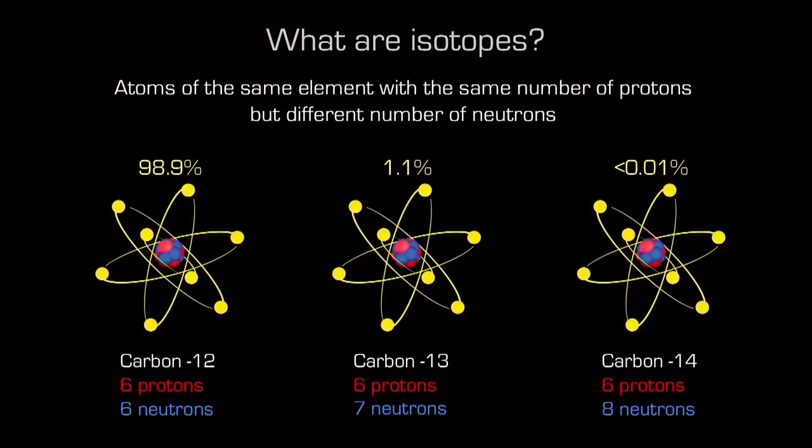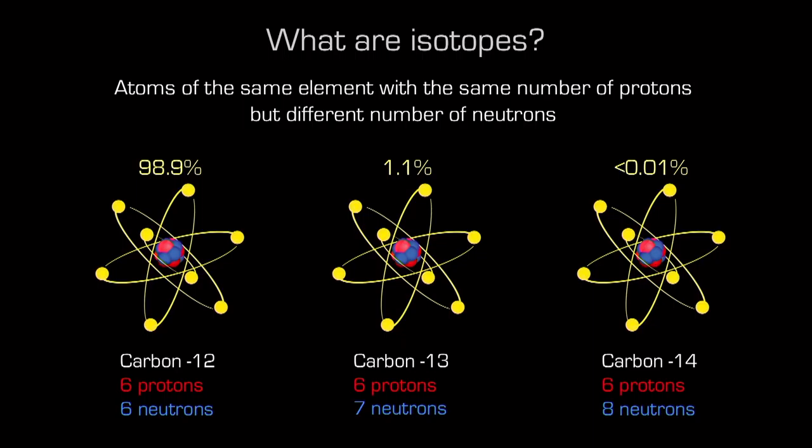So we're talking about atoms and isotopes. So what actually are isotopes? Isotopes are elements like carbon with the same number of protons but different number of neutrons, so it gives them a different mass. So we have carbon-12, which has 6 protons and 6 neutrons, and that's, as I mentioned before, the most abundant atom in the universe.